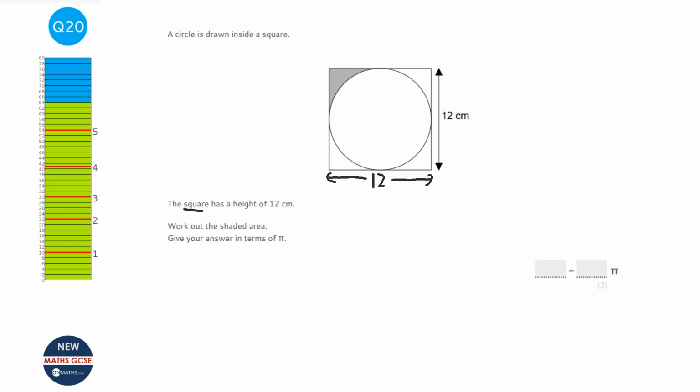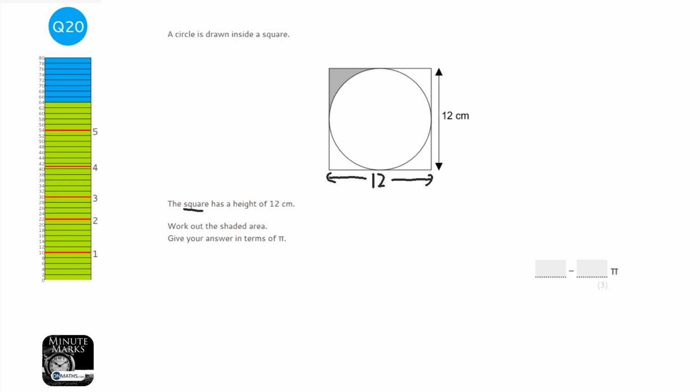Whenever you've got a square, they might only give you one of the dimensions. They won't always say it's a 12 by 12 square. Okay, so you've always got to assume that the other side is going to be the same. Okay, it says work out the shaded area. So the thing we notice is it's like a quarter of the square, but with the circle removed.